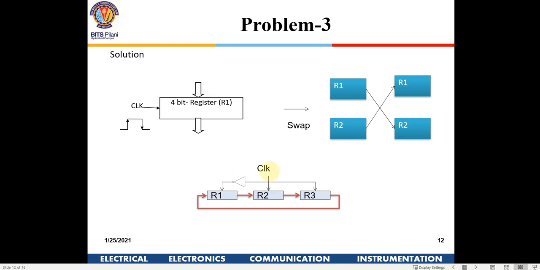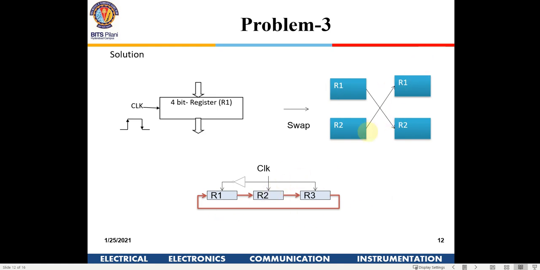When the clock is high, whatever data is in R1 would come to R2, from R2 to R3, and when the clock is low, from R3 it will come to R4. Because you have put an inverted clock here, there will not be any race around condition. Is it okay? It is the same common clock being fed. There is a dot out here, so this is an inverted clock fed here. So this is how we swap the data between two registers.